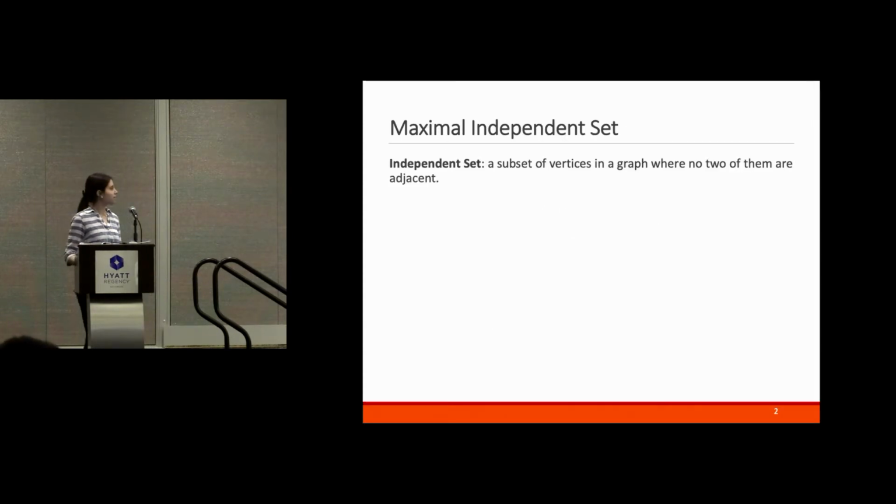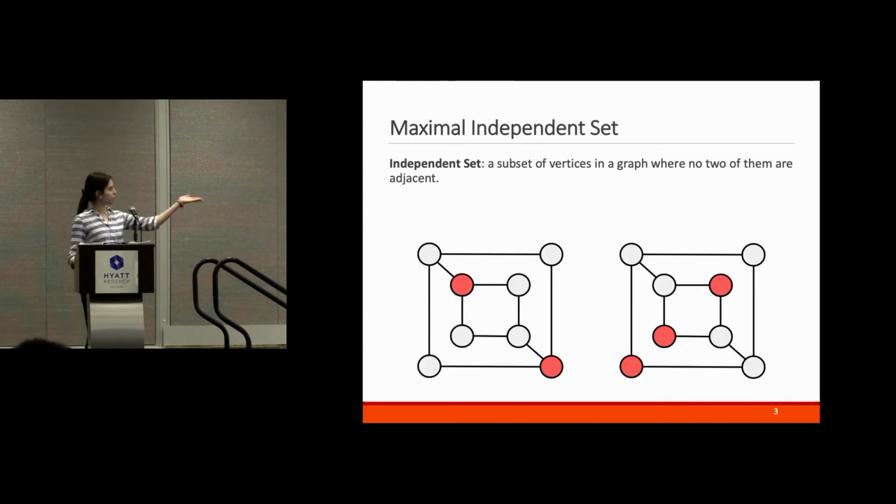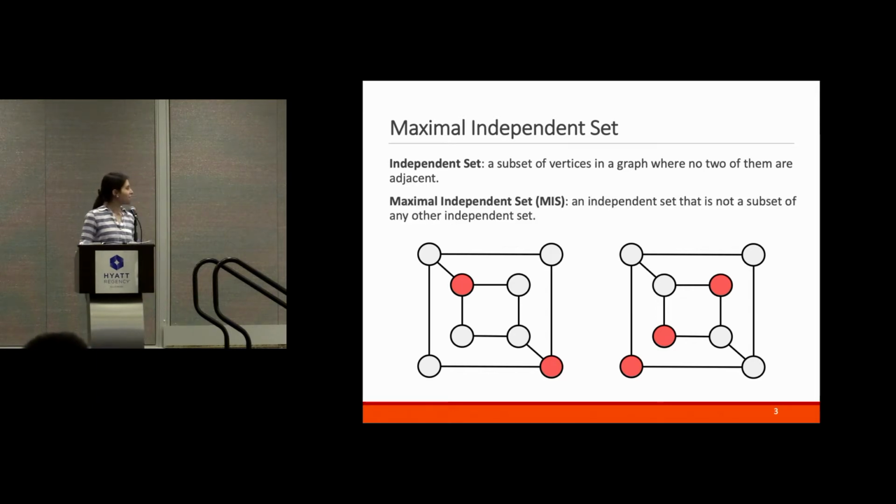An independent set of a graph is a subset of its vertices where no two of them are adjacent. For example, here I have two different independent sets of this graph. And a maximal independent set is an independent set that is not a subset of any other independent set. So for example, the left one is an MIS, or maximal independent set, but the right one is not.